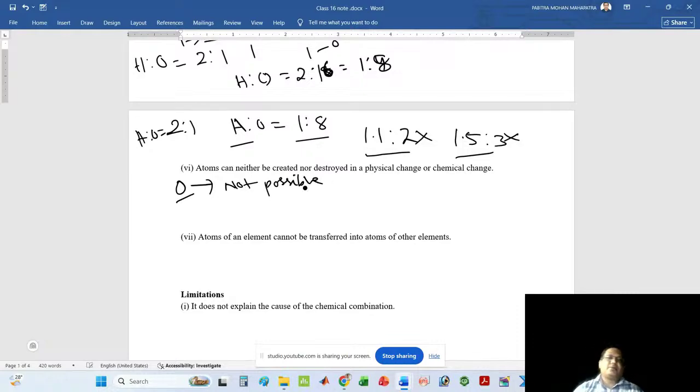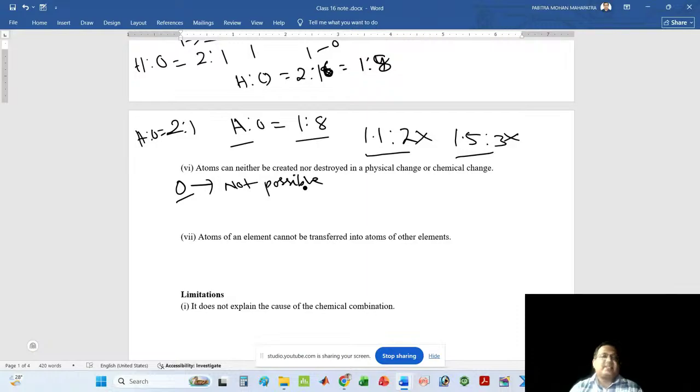But after a few years, various scientists proposed a different theory. They said that an atom undergoes breakdown to form subatomic particles, that is electron, proton, and neutron. In an upcoming class, I will explain the subatomic particles. But as per Dalton's atomic theory, you cannot form an atom using any constituent particles. That means the atom is the simplest particle.